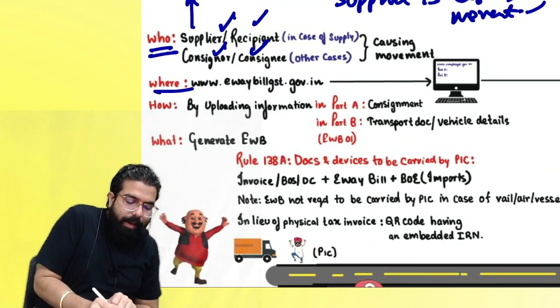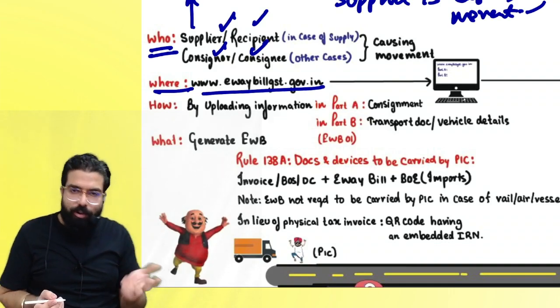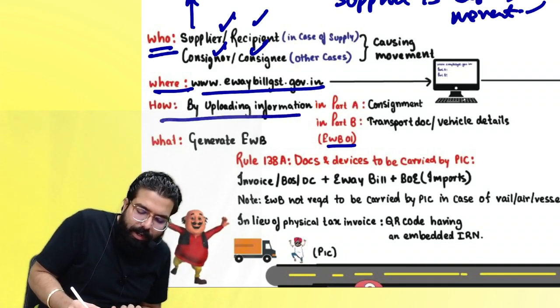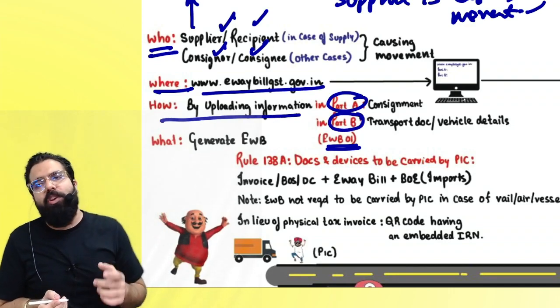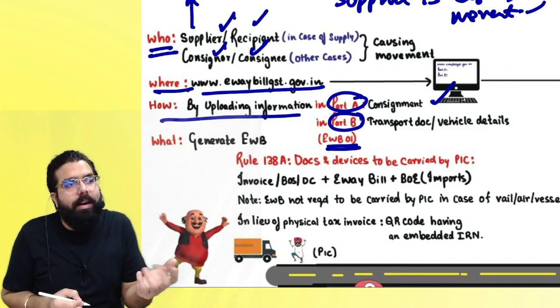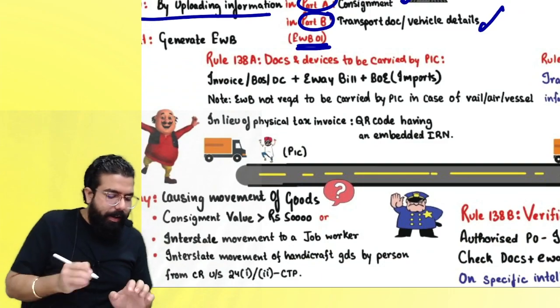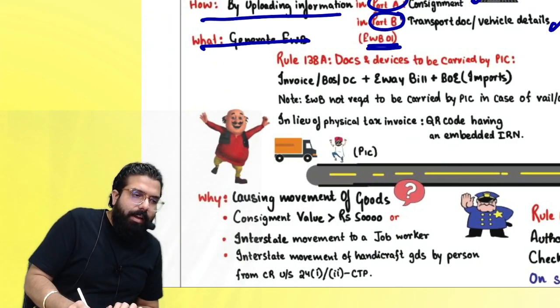Next. Sir, where will he go ahead and generate? He will go to ewaybillgst.gov.in and he will upload the details in e-way bill Part A and Part B, EWB-01's Part A and Part B. Part A is basically the transaction related details. Part B is basically the transportation related details. What will it generate? E-way bill.